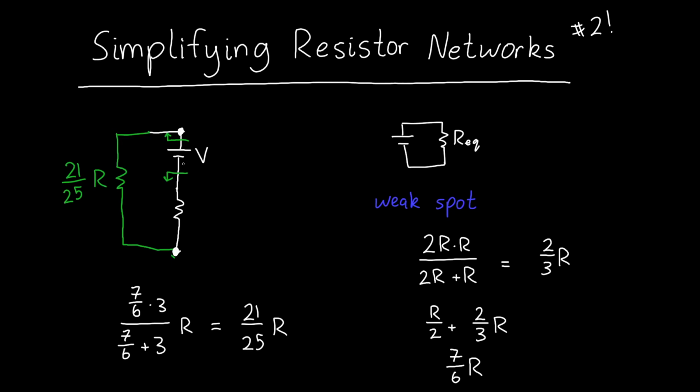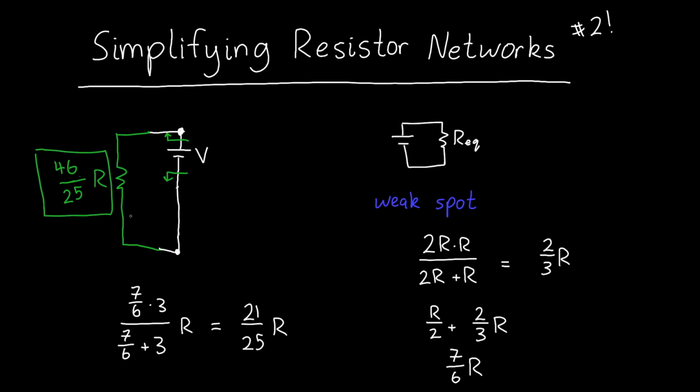Now, this one is also kind of tricky to see because it looks like these 2 resistors are in parallel, but they're actually connected at just one node, and there's nothing else connected at this node. So these two resistors are actually in series, and so their resulting value is the sum. So 21 over 25 plus 1, which is what? 46 over 25? 46 over 25 R. And we can delete this one. So this is our equivalent resistance.